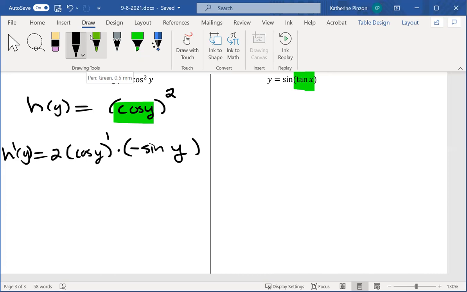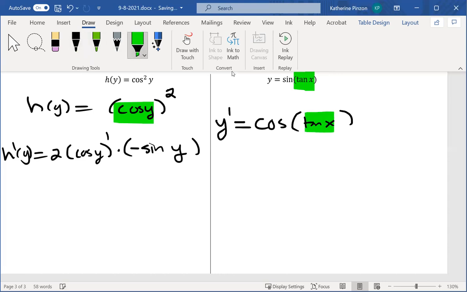Okay, thumbs up if you're ready. Okay, what's the outside function in this case? Sine, yep. And what's the inside function? Tangent of x. Okay, derivative of sine is cosine. Great. Leave the inside alone, right? So still write tangent inside there. Boom. Times, yeah, derivative of tangent is secant squared of x. Good.